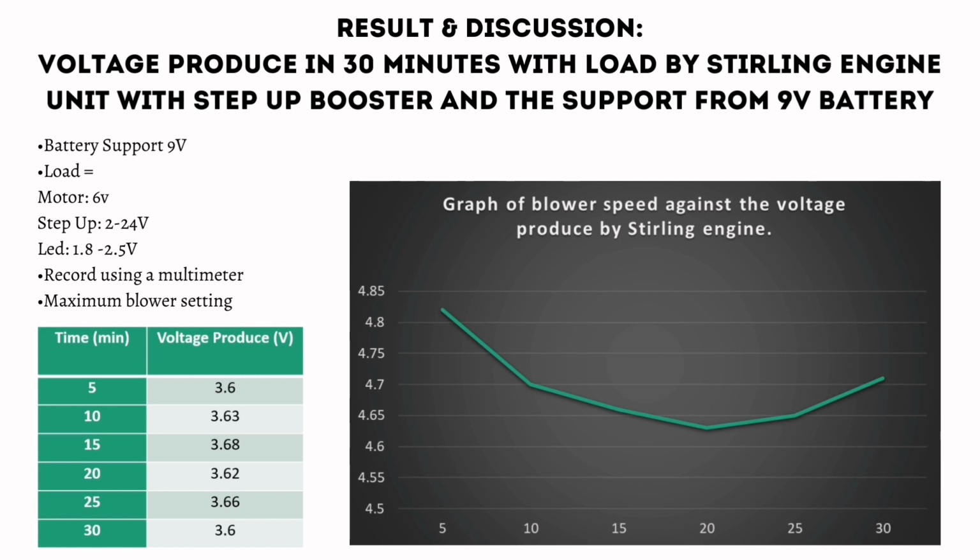Next is the voltage produced in 30 minutes with load by the Stirling Engine unit with step-up booster and the support from a 9V battery. The load that has been mentioned is the motor, step-up and LED. The motor required 6V while the step-up required an input of 2 to 25V and the LED required about 1.8 to 2.5V. As you can see here, the experiment was done in 30 minutes and during this time, the voltage produced is maintained around 3.6 to 3.68V.